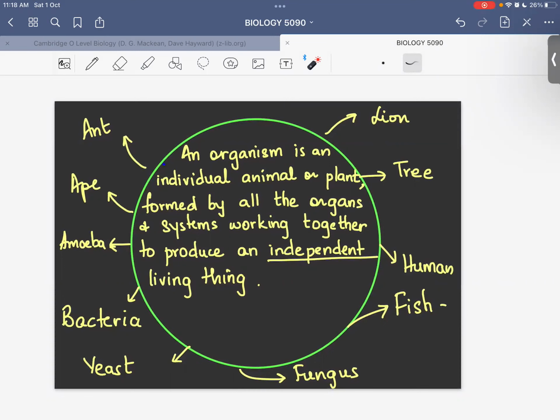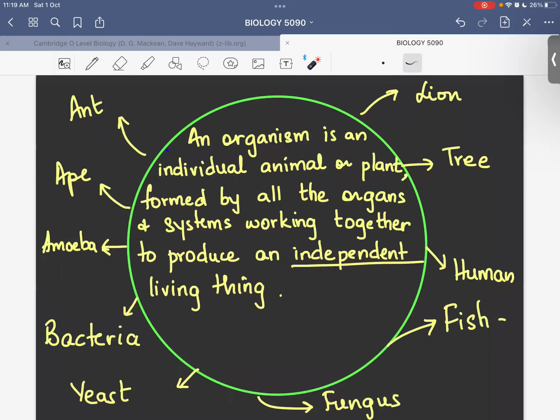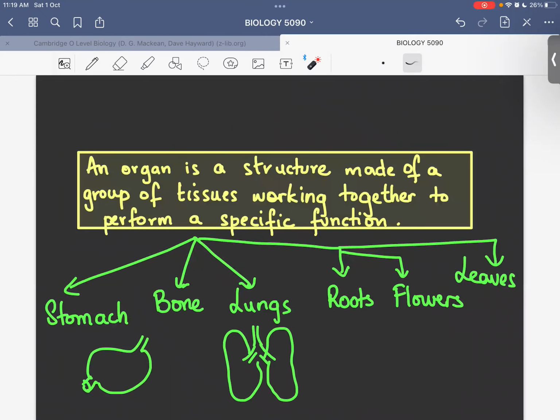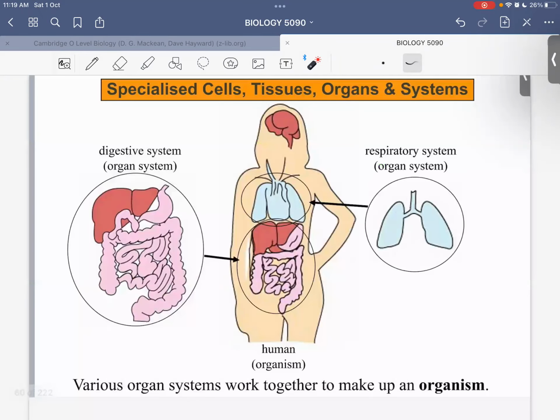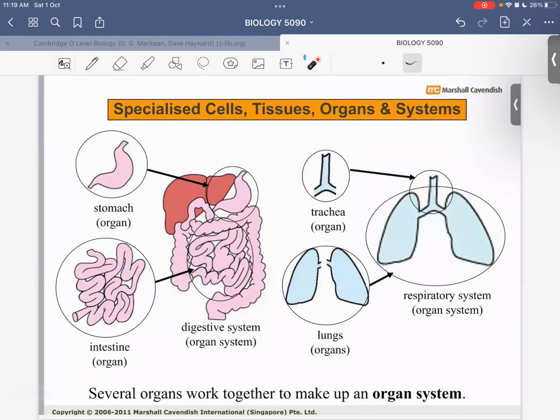That's another thing. My question is, do you think an organism should have cells? Of course, yes. Should it have tissues? Yes. And should it have organs? Yes, and also an organ system. Exactly. It should have everything.